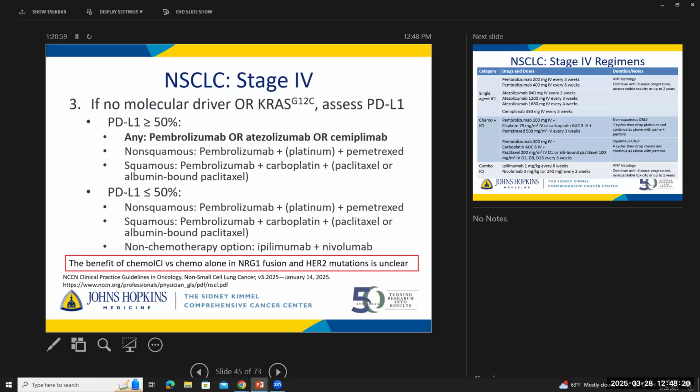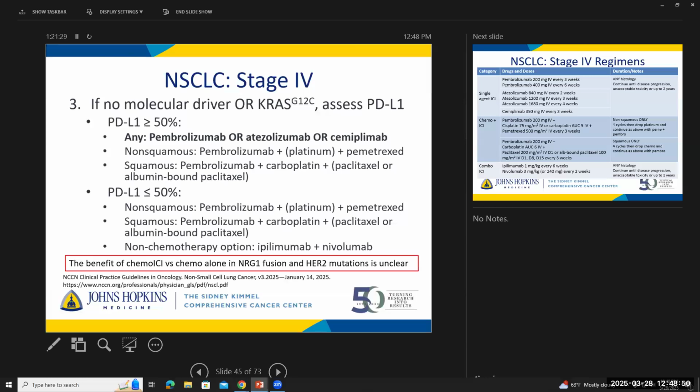In contrast, our patients who are PD-L1 low or negative, they're not going to respond to single agent immunotherapy alone. They need to get chemotherapy plus immunotherapy, okay? So that's kind of the take-home message here, okay? You don't need to worry so much about everything that's on this slide, but the take-home is that PD-L1 high can get immunotherapy alone, PD-L1 less than 50% or low, they need chemotherapy plus immunotherapy, okay?